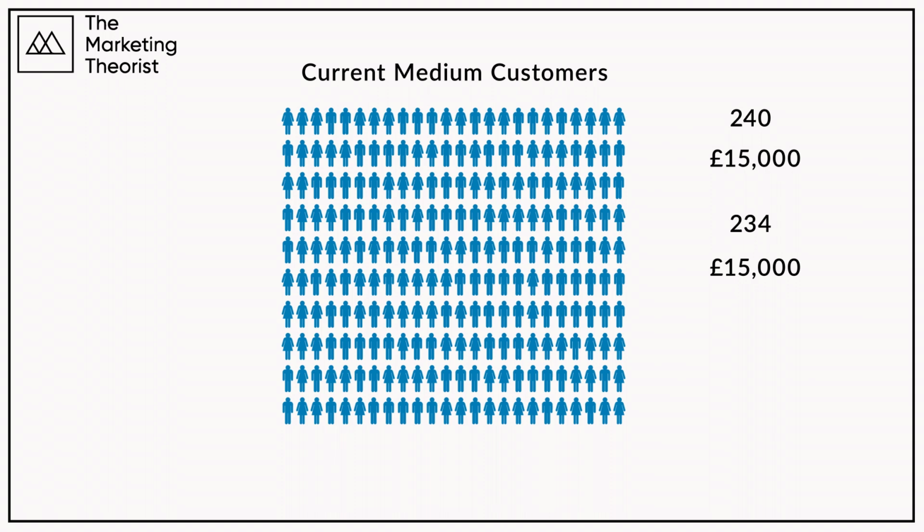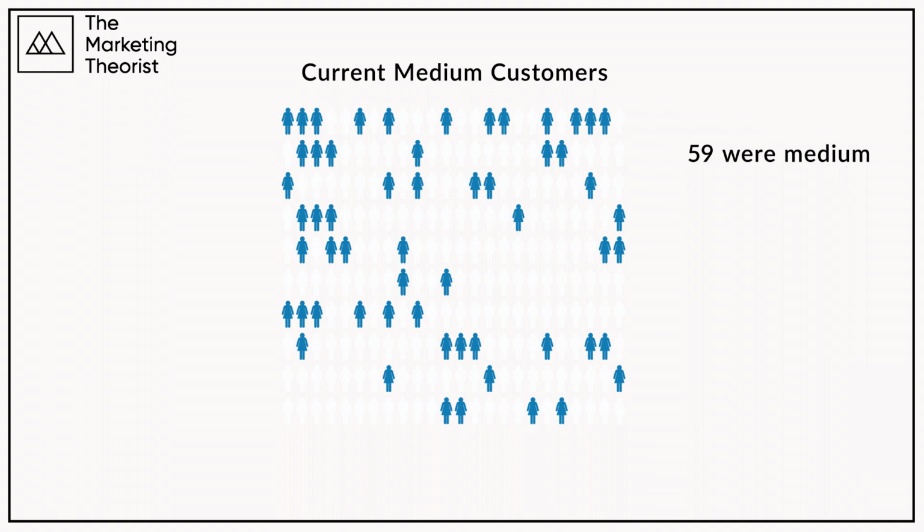It will show you that of the 240 medium customers in the current year, only 59 were also medium customers in the previous year. So where did the other 181 come from? Well, 17 were new customers, spending a total of $250,000 from a base of 0. So there's somewhere that you probably want to dig a little deeper.